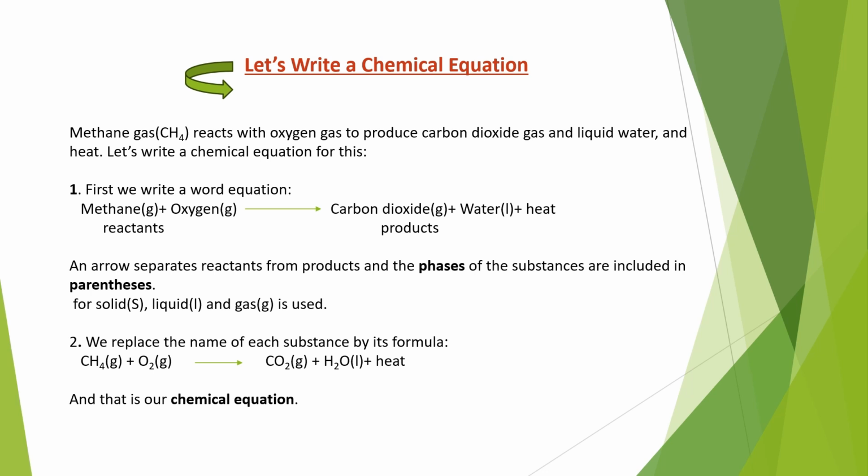Here, methane and oxygen are reactants and carbon dioxide and water are products. An arrow separates reactants from products and the phases of the substances are included in parentheses. For solid, we use S, for liquid L, and for gas G is used. Then we replace the name of each substance by its formula. For methane we use CH4, for oxygen we use O2, for carbon dioxide we use CO2, for water we use H2O, plus heat, and that is our chemical equation.